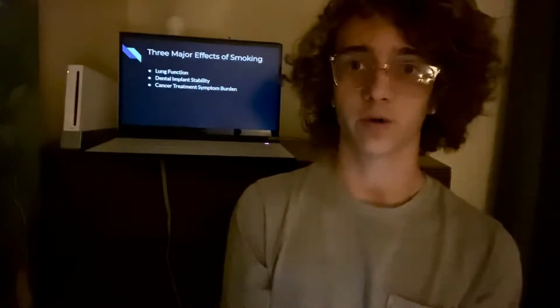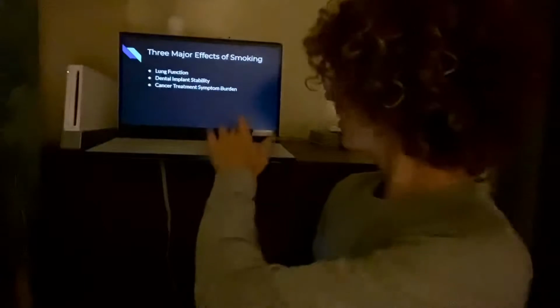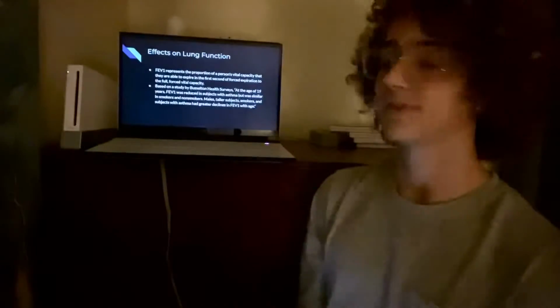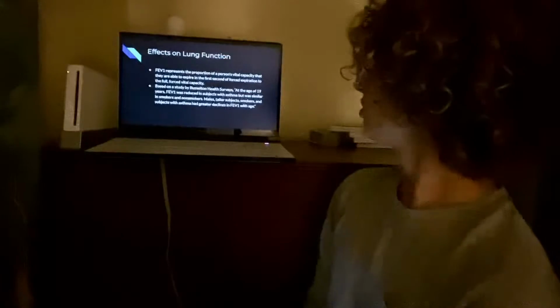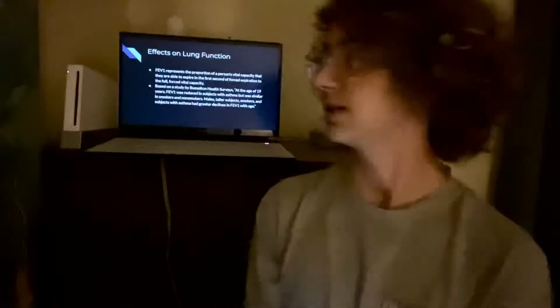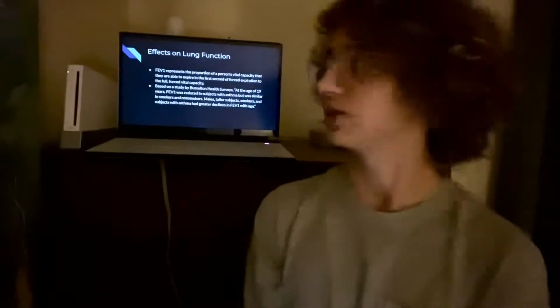First, let's focus on where the smoke resides in the body by analyzing the effects on lung function. Before I present a study that analyzed this effect, allow me to define what FEV1 is. FEV1 represents the proportion of a person's vital capacity that they are able to expire in the first second of forced expiration to the full forced vital capacity. Basically, FEV1 refers to lung capacity, and it refers to air being expelled from the lungs.